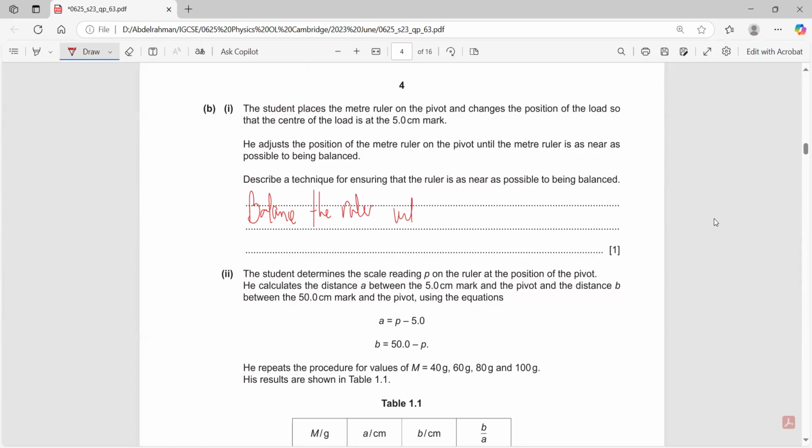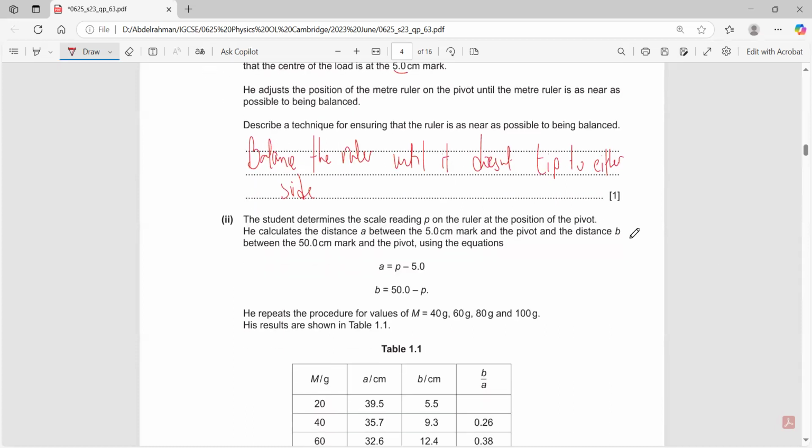Balance it until it doesn't tip to either side. For this question, we cannot say without the load. Why? Because he wants the center of the load to be at the 5 centimeter mark. So we need to balance it until it doesn't tip to either side.